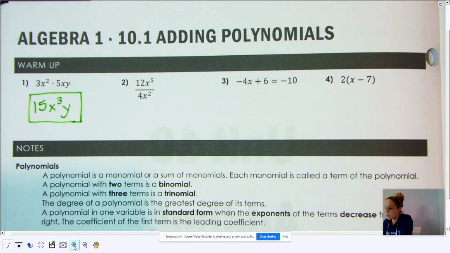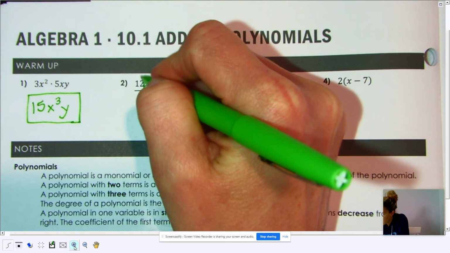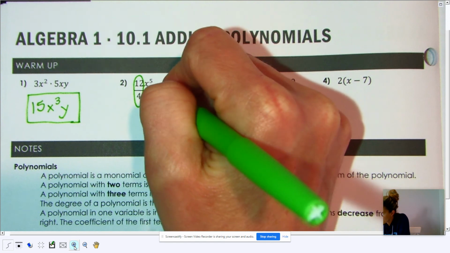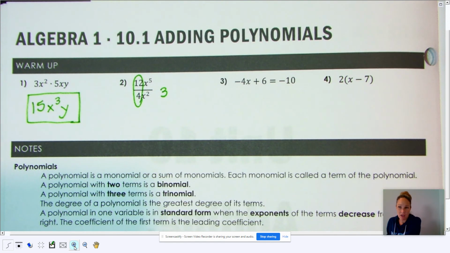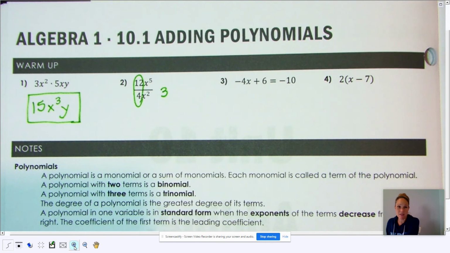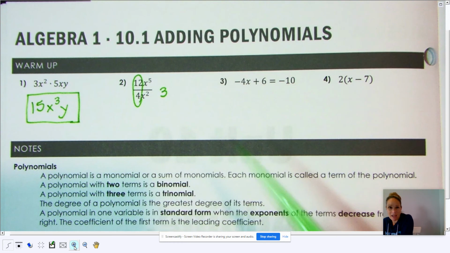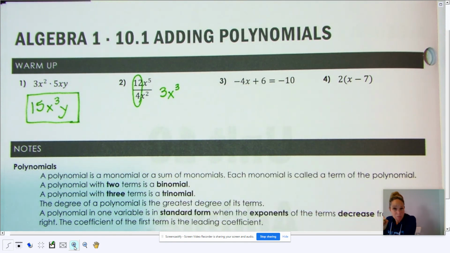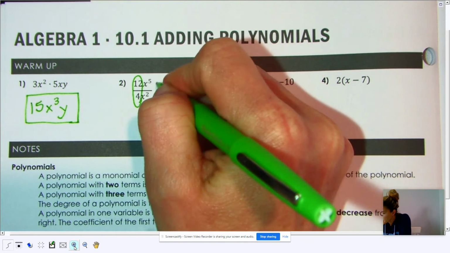Question number 2, we're going to do the same thing, but we're going to divide the big numbers first. So 12 divided by 4 is 3. And then we ask ourselves, where are there more x's, in the top or the bottom? Because remember, if I write those out, I'd have 5 in the top, 2 in the bottom. So 2 of them would cancel off, and I would still be left with 3 x's up in the top being multiplied by themselves. So that's why I'm using the exponent 3.